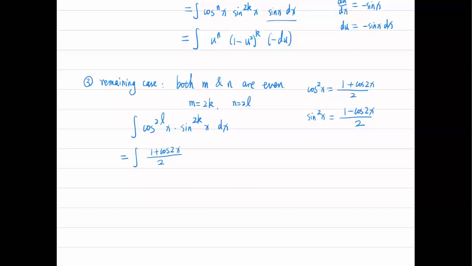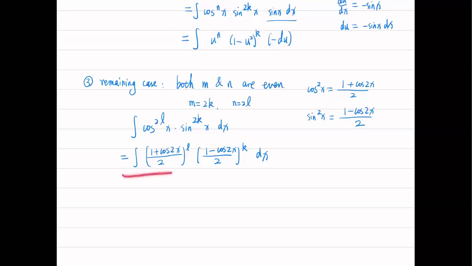2x. Okay, now what's the power? Very quick, not bad. 1 minus cosine 2x, that's then what's the power? k dx. Okay, now let's see.